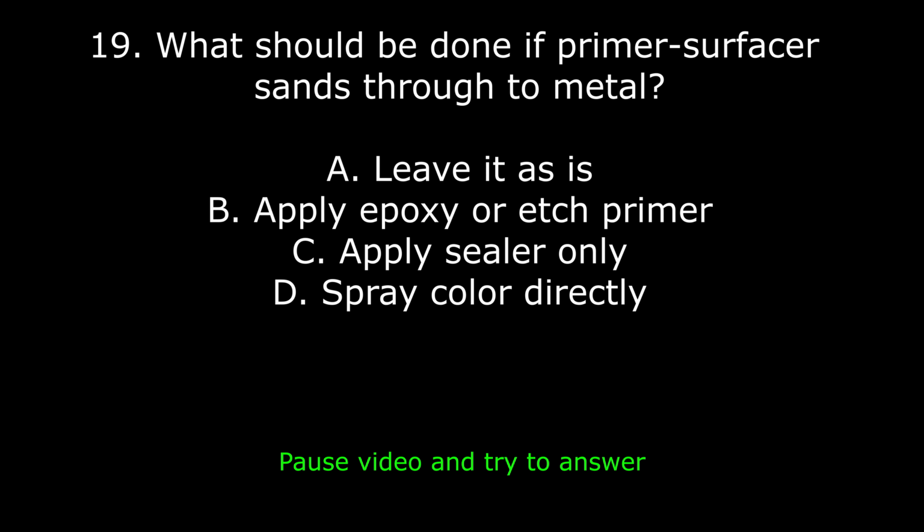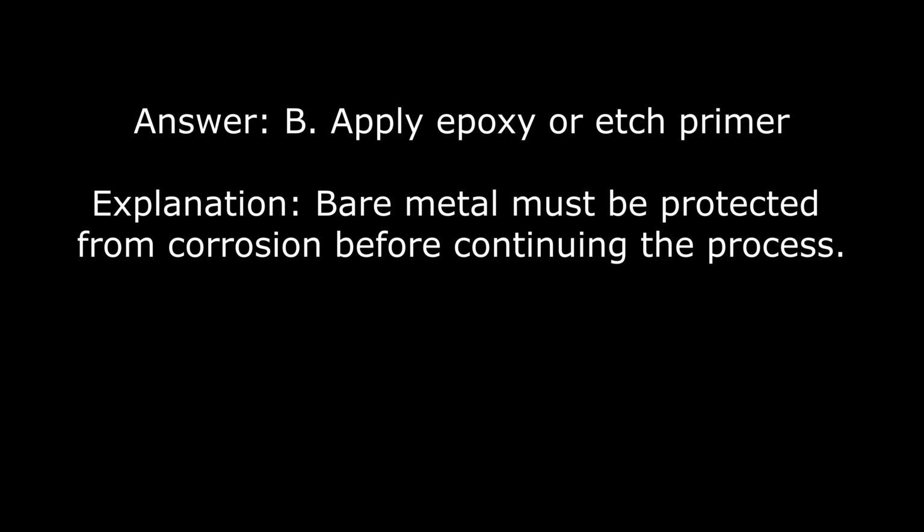Number 19. What should be done if primer surfacer sands through to metal? A. Leave it as is. B. Apply epoxy or etch primer. C. Apply sealer only. Or D. Spray color directly. The answer is B. Apply epoxy or etch primer. Explanation. Bare metal must be protected from corrosion before continuing the process.